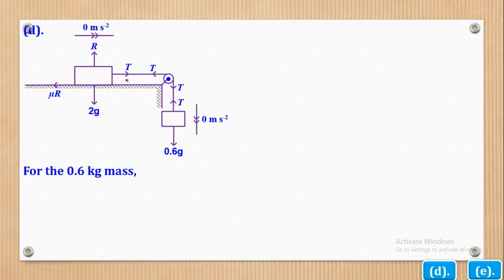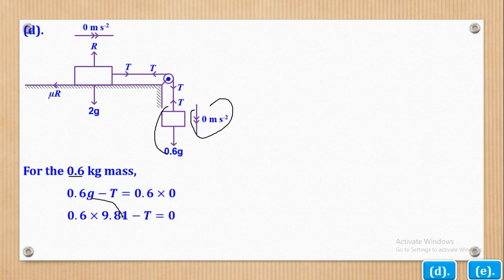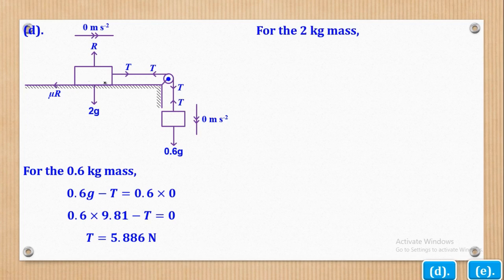So next is to resolve. So when I use F equal to ma for the 0.6 kilogram mass, I realize the resultant force is this minus this. Why? Because this acceleration is pointing downwards, therefore this one is bigger than this. So it will be 0.6g minus T equal to ma, where m is 0.6 and a is 0. Therefore come and substitute for g, and this side is 0, so T is the only unknown. When I make it the subject, it will be 5.886 newtons.